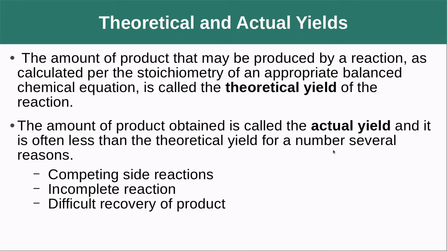The amount of product that may be produced by a reaction as calculated per the stoichiometry of an appropriate balanced chemical reaction is called the theoretical yield of the reaction. The amount that we actually get, though, when we do the reaction is our actual yield. There's a lot of reasons that the actual yield will never reach the theoretical yield, including competing side reactions, incomplete reactions, and possibly just difficulty in actually collecting all of the product from our reaction.